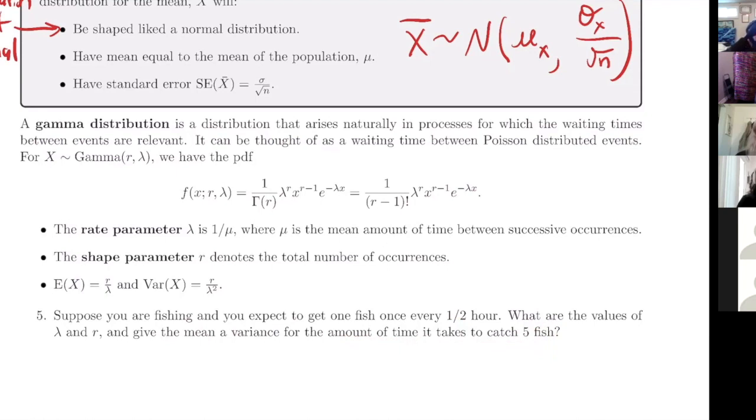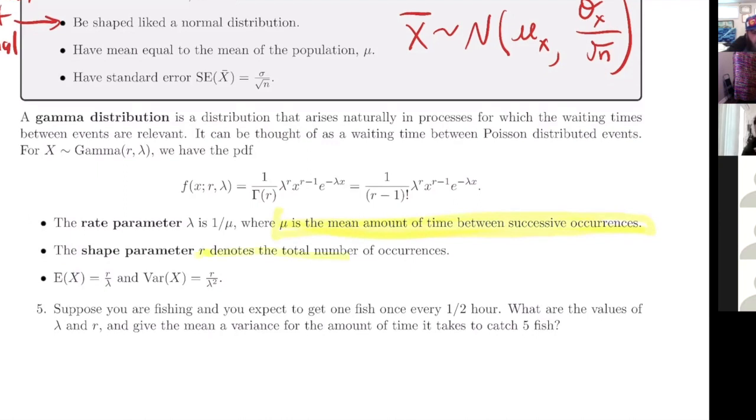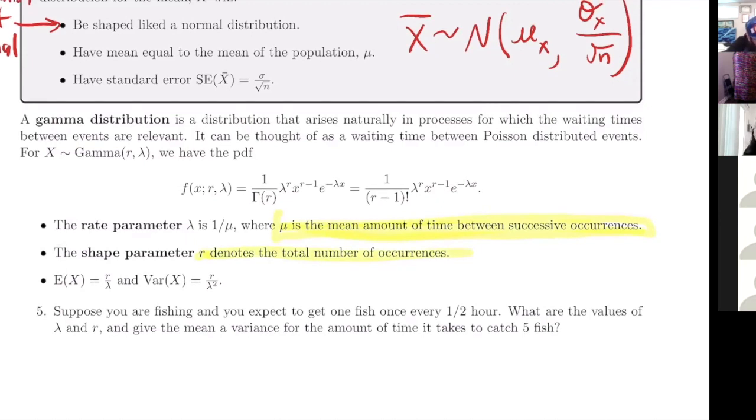For the gamma distribution, there are 2 parameters, one which is called the rate parameter. This is the same parameter that we had from Poisson distributions. So that's what mu is telling us, the mean amount of time between successes, and the shape parameter is how many total occurrences there are. And X is going to be how much time it takes for us to get that many occurrences.